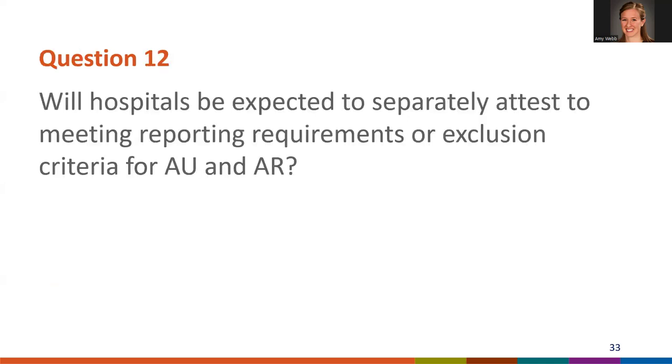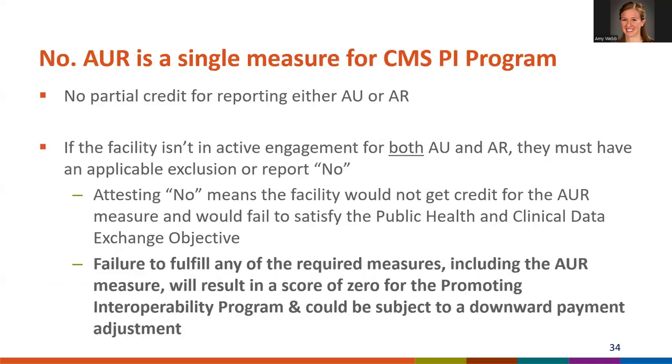All right. Will hospitals be expected to separately attest to meeting reporting requirements or exclusion criteria for AU and AR? No, as mentioned earlier, AUR is a single measure for the PI program. So you can't get partial credit for reporting either AU or AR. So if your facility isn't in active engagement for both AU and AR, then you have to have an applicable exclusion, or your facility would have to report or attest no.